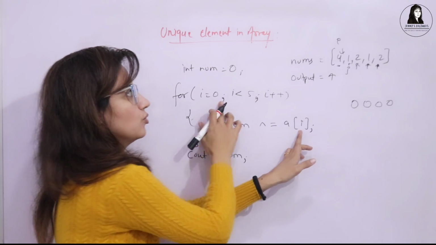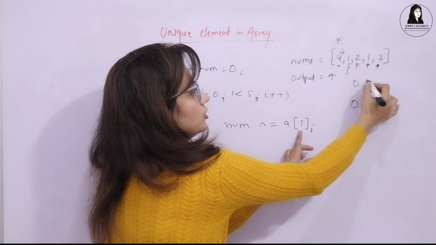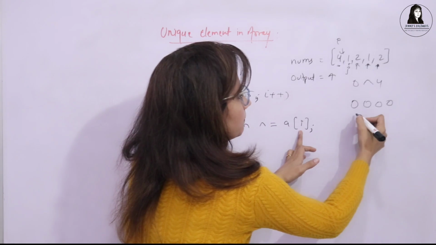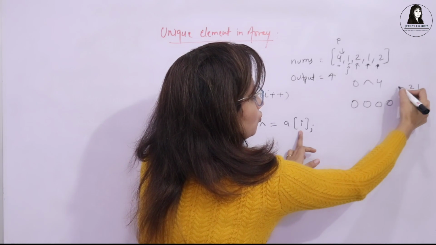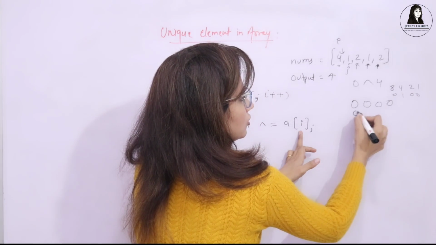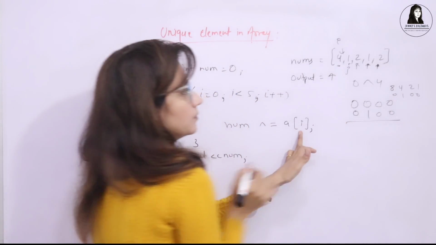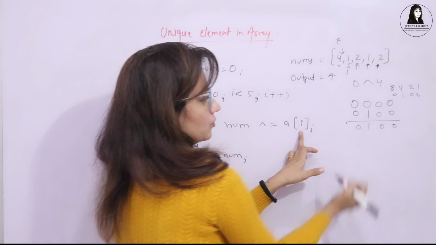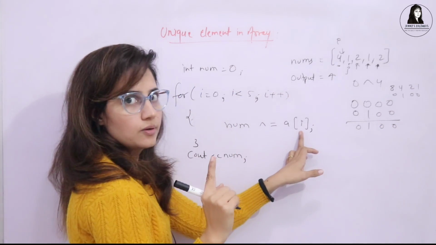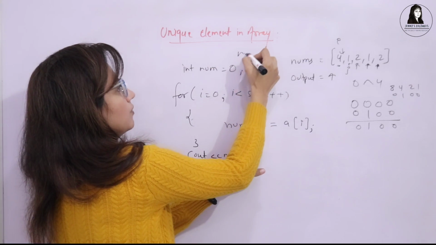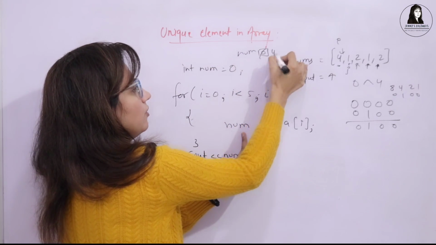At first I is 0, so A of I is 4. So we have 0 XOR 4. If you convert 4 to binary, the place values are 1, 2, 4, 8, so it is 0, 1, 0, 0. So XOR of these gives 0, 1, 0, 0, which is 4 only. So in num, at first we had 0, now we have 4.